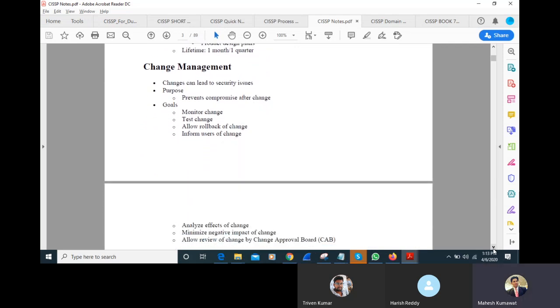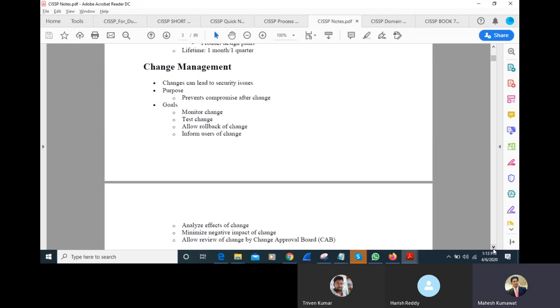Okay, another important thing to understand is change management. Changes can lead to security issues. The purpose is to prevent compromise after change. So change management is basically about changes that can lead to security issues. We have to change the assets and different things. Whatever changes impact production, we need to handle through change management. So what is the purpose of creating change management? The purpose is to prevent compromise after change.